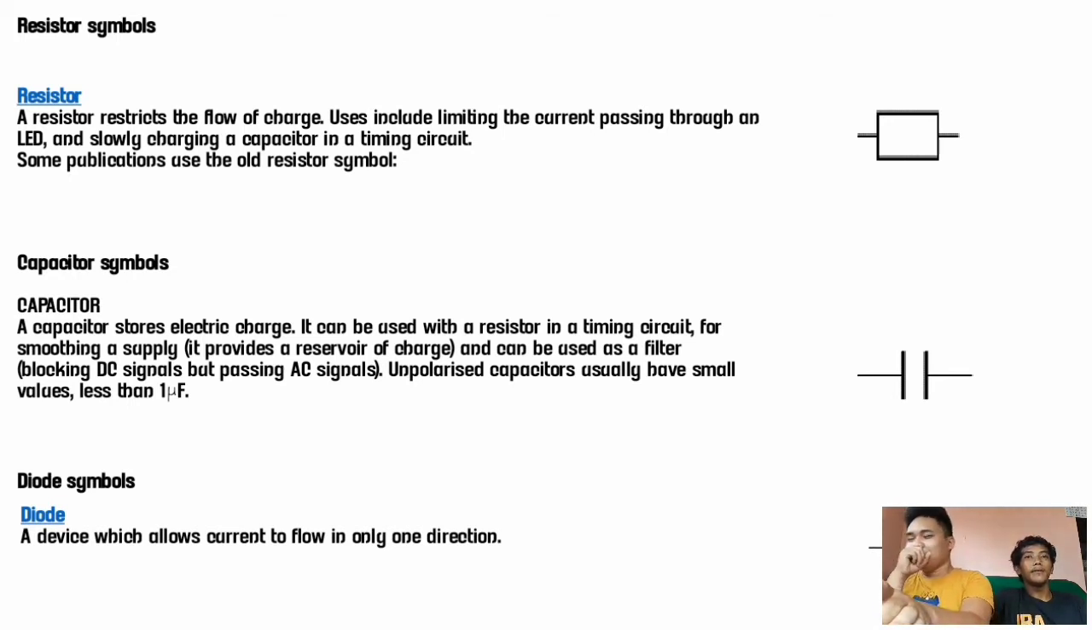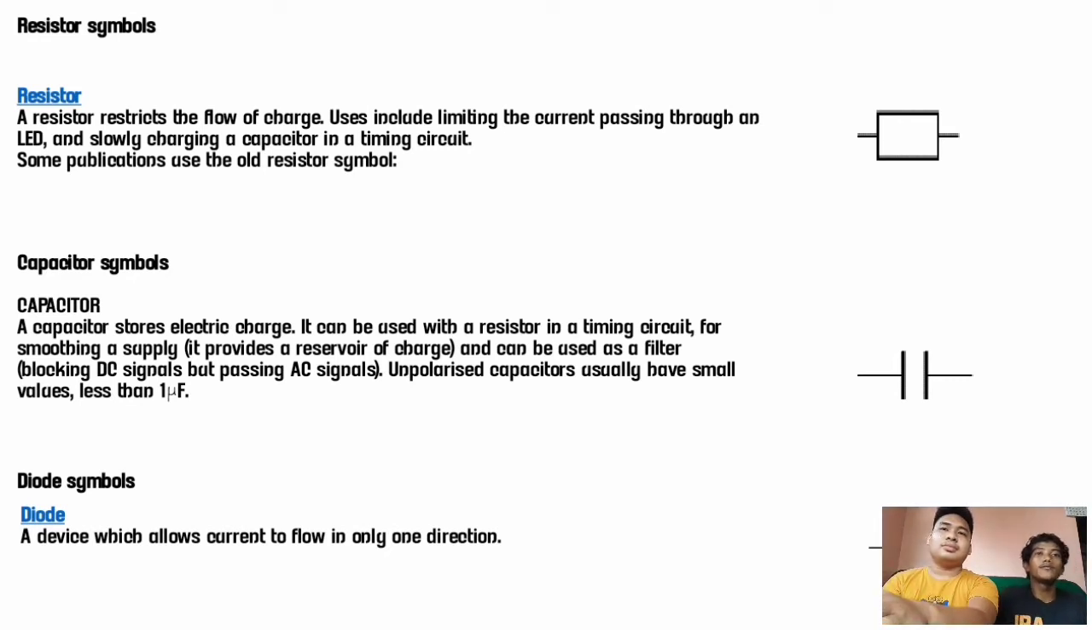Capacitor symbol. Capacitors store electric charge. They can be used with a resistor in a timing circuit, for smoothing a supply, and provide a reservoir of charge. They can also be used as a filter, blocking DC signals but passing AC signals. Unpolarized capacitors usually have a small value, less than 1 microfarad.